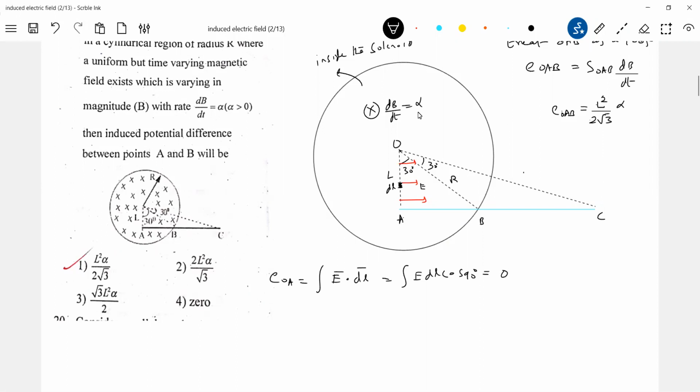Let's similarly come to OB. Even for OB also, a similar thing. So how will E bar be directed? Everywhere tangential. So like here it will be perpendicular to this.